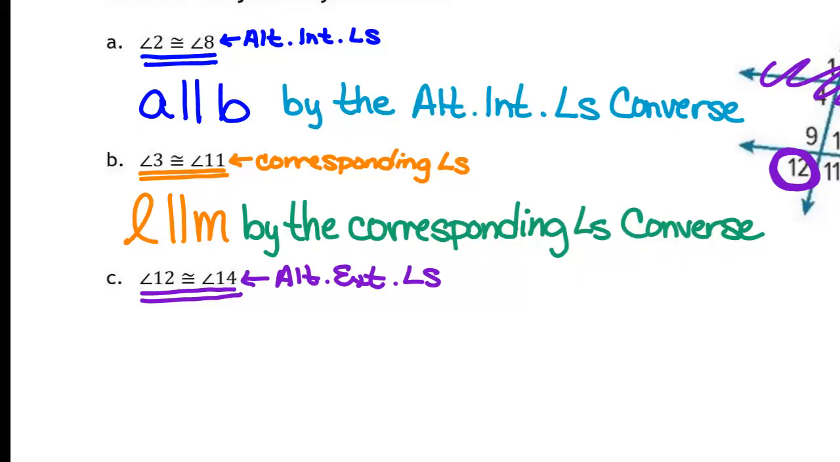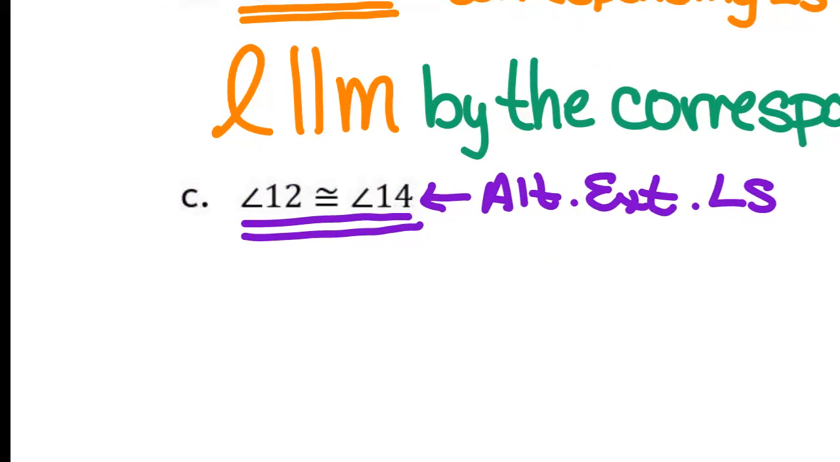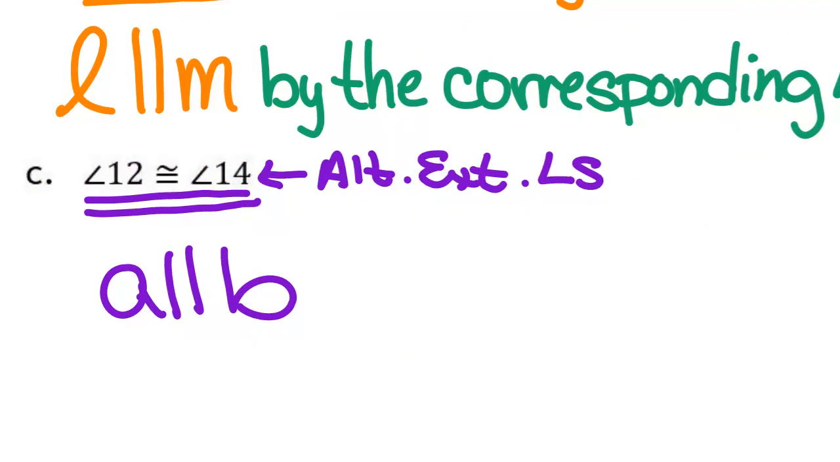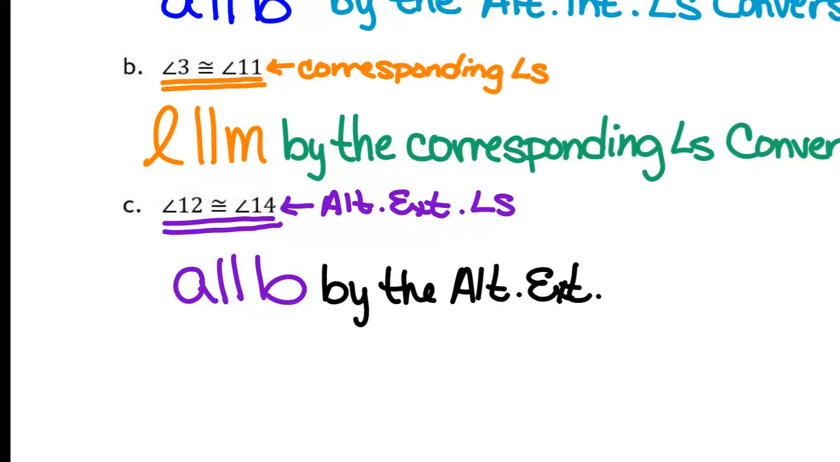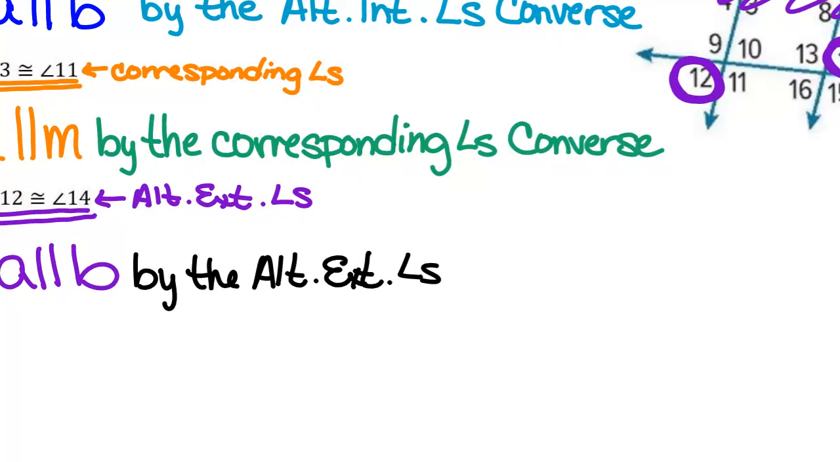Interior would be 11 and 16, 10 and 13. Exterior are 9 and 12, 14 and 15. So 12 and 14 are both exterior angles, and they're on opposite sides of this transversal M. What are the lines that would have to be parallel if 12 and 14 are congruent? A and B. A is parallel to B by what? Yes, by the alternate exterior angles converse.